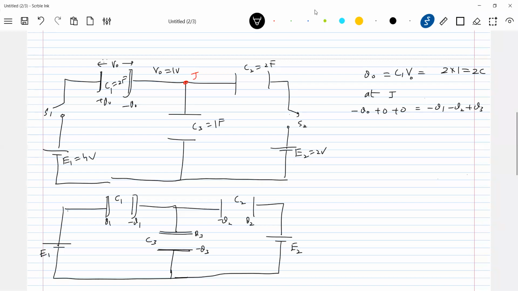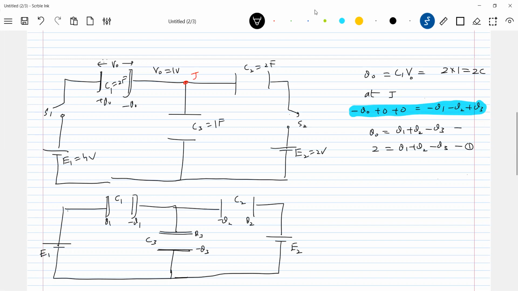I wrote it intentionally so that you can analyze what is the meaning of that charge at isotope junction must be conserved. So this should be equal: Q naught equal to Q1 plus Q2 minus Q3. So keep one equation like this. So we know the value of Q naught, how much? 2. Let this be equation 1.